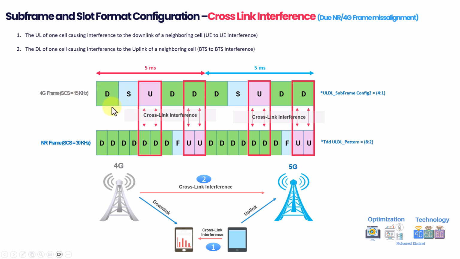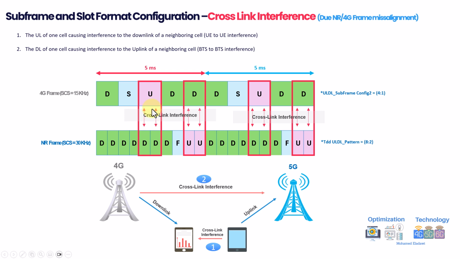Now, in the example here, assume the 4G, as you can see, shows the configuration which is fixed for 4G, which is 3 to 1: 3 for downlink, 1 for special slot, and 1 for uplink, as you can see here. And now this is the configuration for the static pattern for the 5G one, which is using 8 to 2. 8 to 2 means 7 downlink, then 1 flexible, then 2 uplink. As you can see in this particular area, there is cross-link interference. So downlink is interfering with the uplink and vice versa.